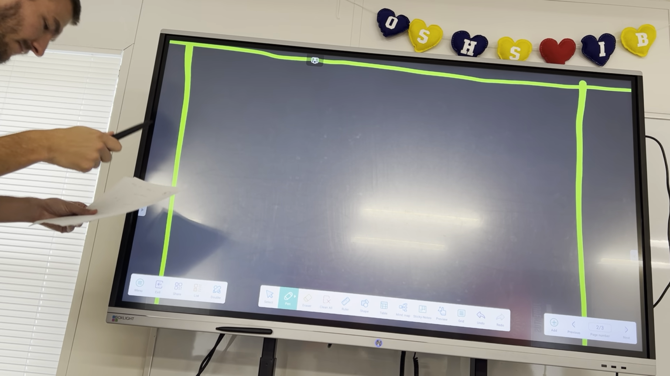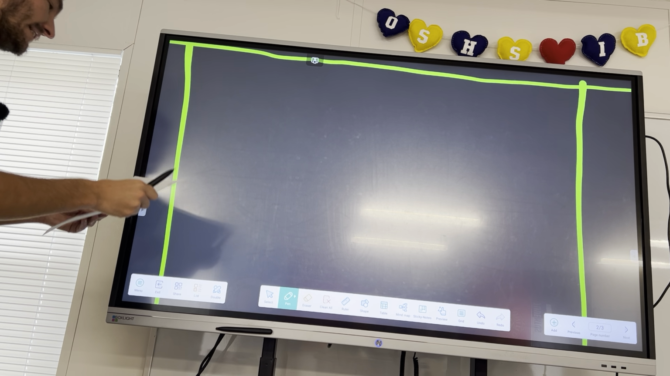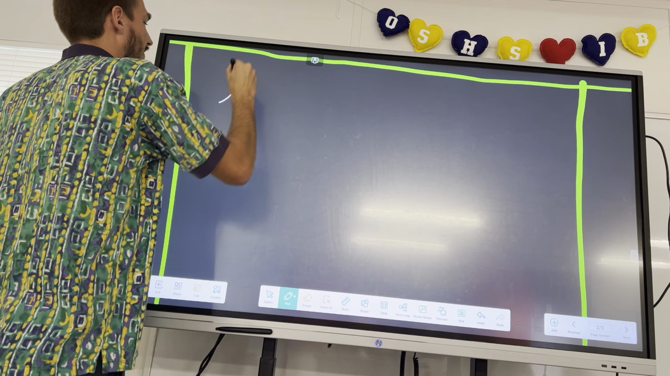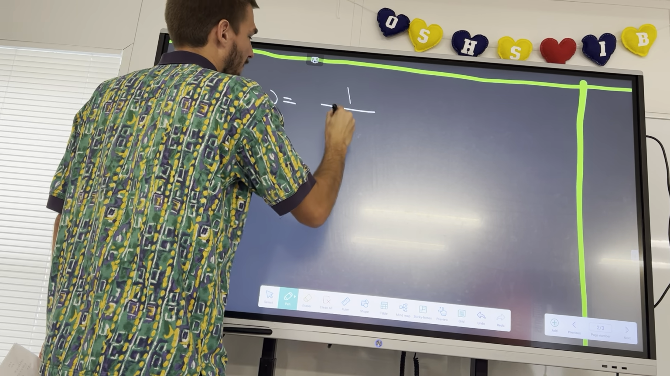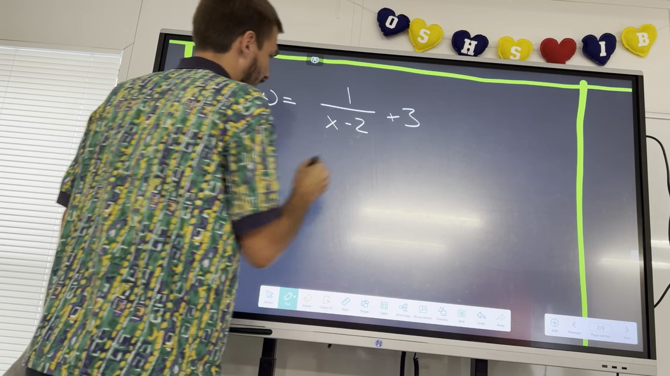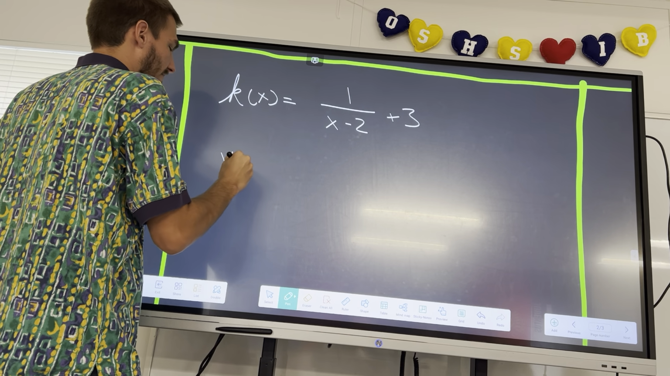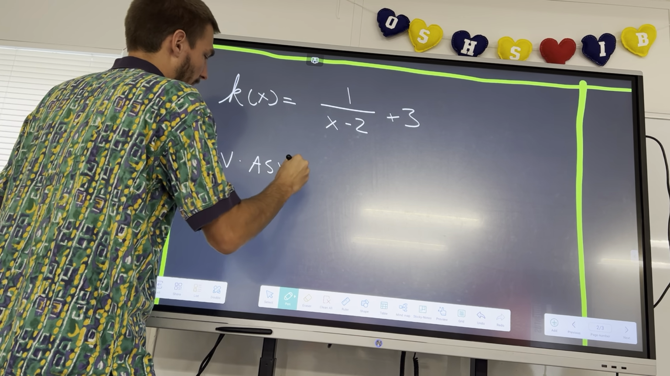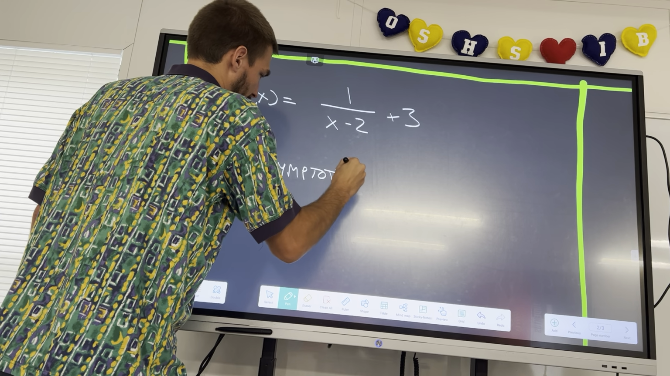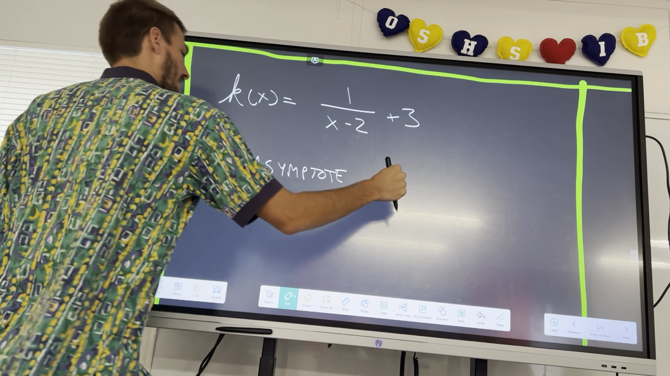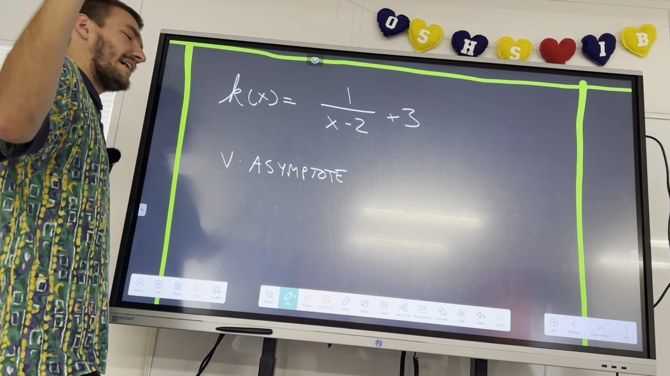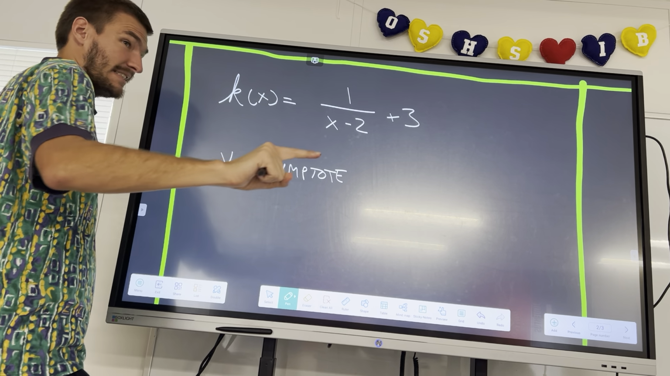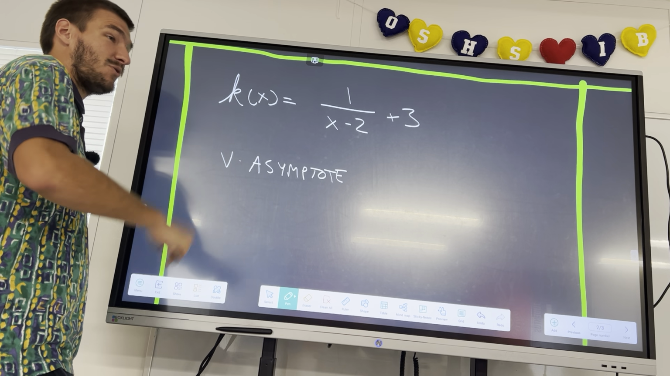Let's go back. Now, all that is pretty easy. Let's say we have k of x is equal to 1 over x minus 2, plus 3. And I want to know, what is the vertical asymptote? Somebody shout out the vertical asymptote. What is it? No. You've got to give me a whole thing. 2 is not good enough, because the asymptote is a line.